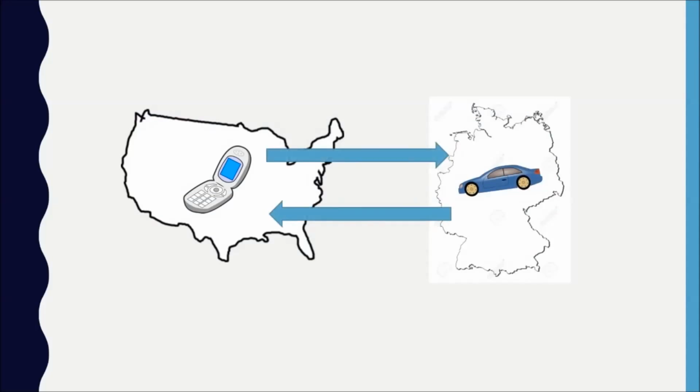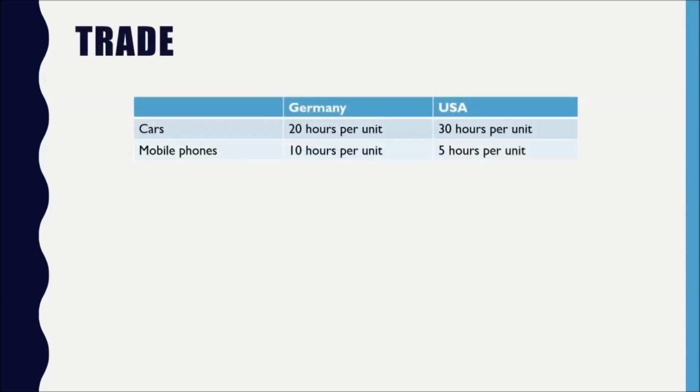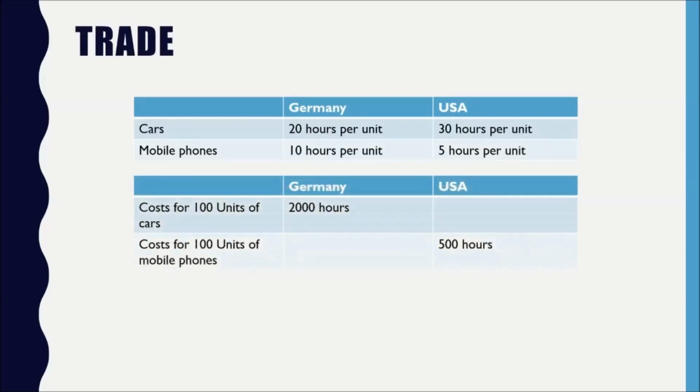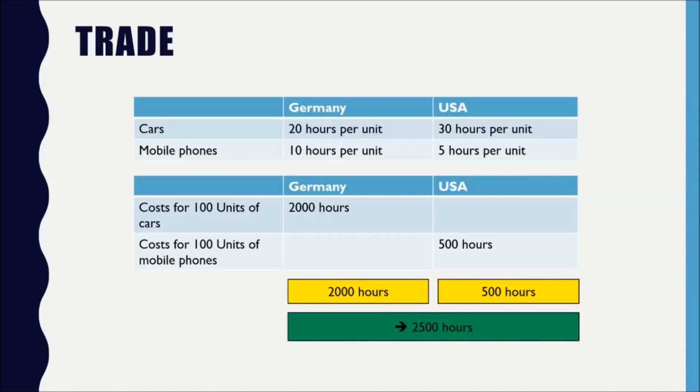Let's see why. Now Germany produces only cars and the USA produces only mobile phones. To produce the same amount in the end, the countries have to produce 100 units of their respective products. If the countries decide to trade, they only need 2,500 hours to produce the amount which they needed 3,250 hours for earlier. With trading, the two countries can save 750 hours, which is a huge economic advantage. That is what Adam Smith found out in the late 18th century.